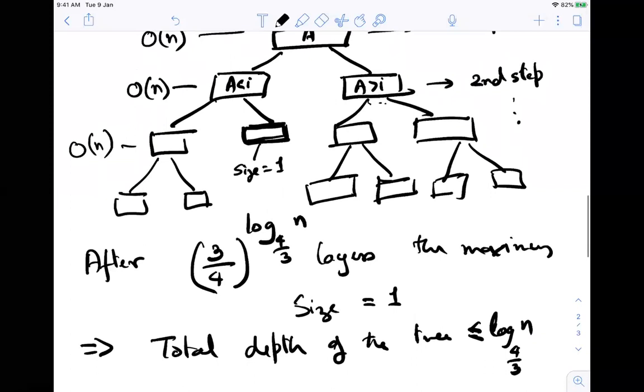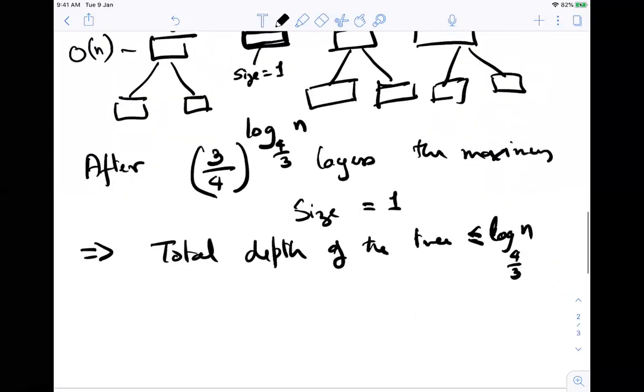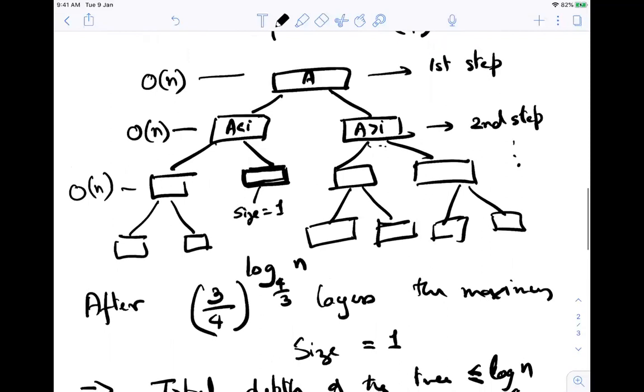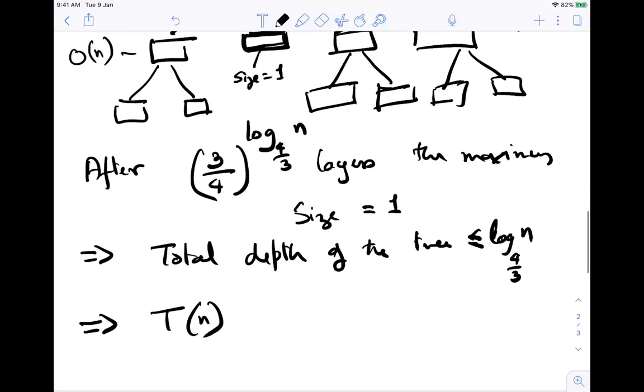So what are the number of nodes? Okay, so rather, what is the runtime in that case? See, this is the total layers. The number of layers is log n base 4 by 3, and each layer takes order n. So this will become order n into log n base 4 by 3, which is basically order n log n, since 4 by 3 is a constant.